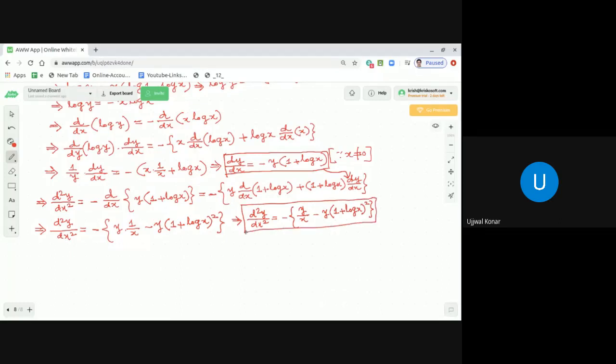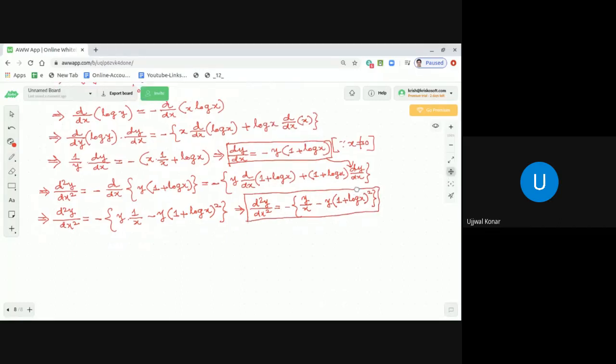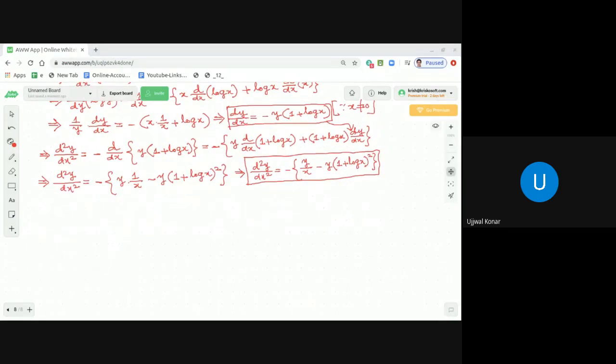Now dear students, for the maximum or minimum value, what do you need to do? We need to have dy dx equal to 0. So if we apply dy dx equal to 0, what are we going to get? dy dx equal to 0 stands for minus y into 1 plus log x equal to 0. Correct, dear students? So that means 1 plus log x equal to 0, since y cannot be equal to 0.